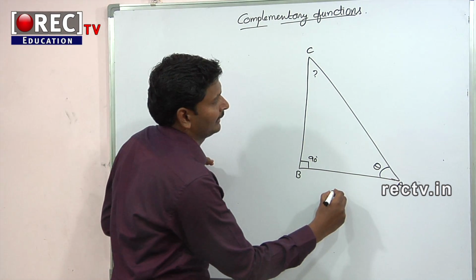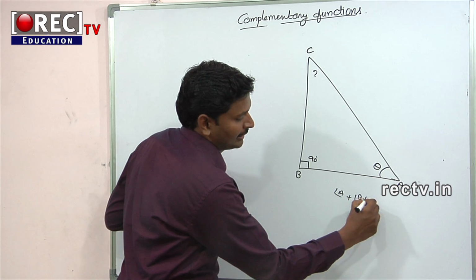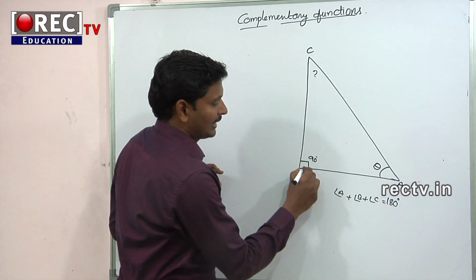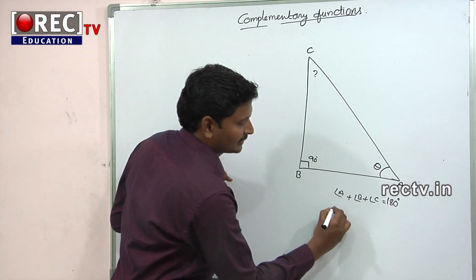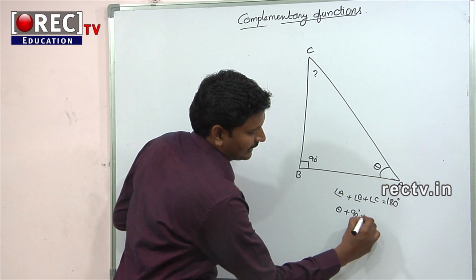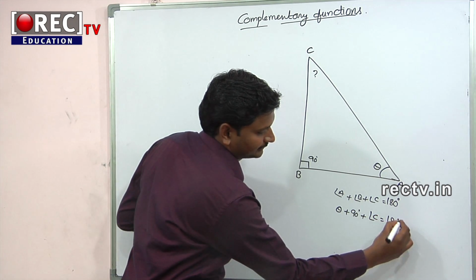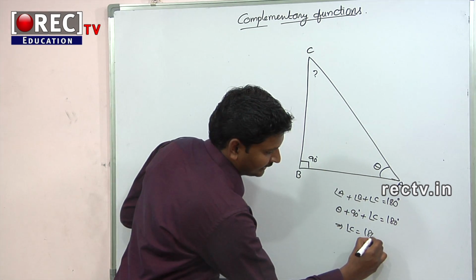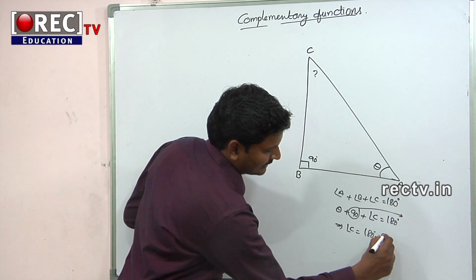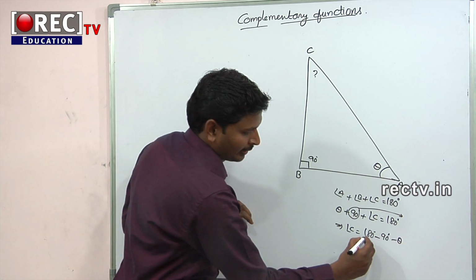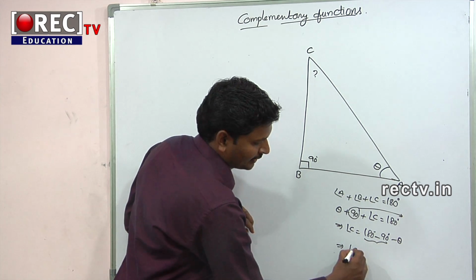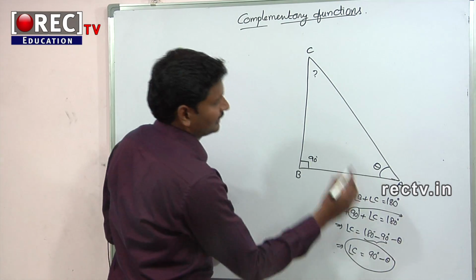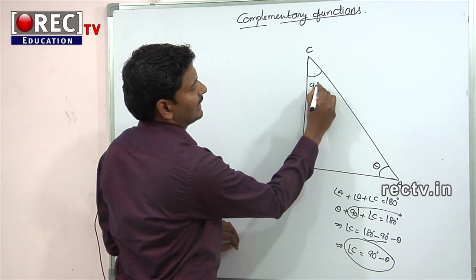So in triangle ABC, angle A plus angle B plus angle C is equal to 180 degrees. Already angle B is equal to 90 and angle A is equal to theta. Theta plus 90 degrees plus angle C is equal to 180 degrees. This implies angle C is equal to 180 degrees, 90 will go to that side and become minus 90 degrees, and this is minus theta. 180 minus 90 degrees is equal to 90 degrees. So angle C is 90 degrees minus theta.